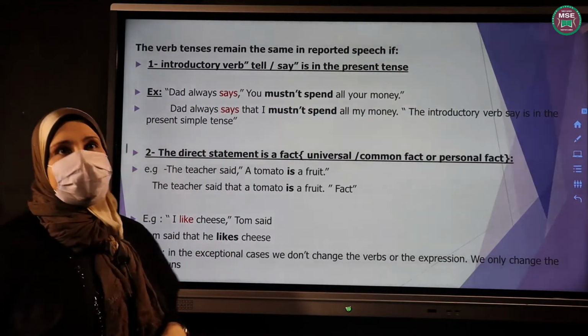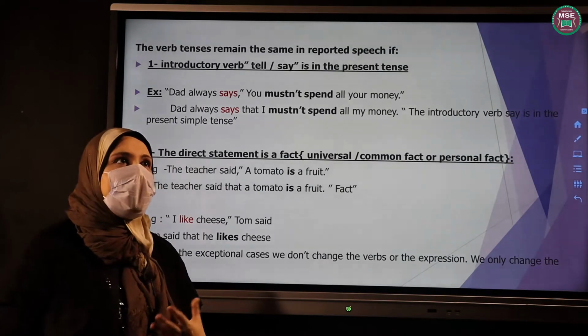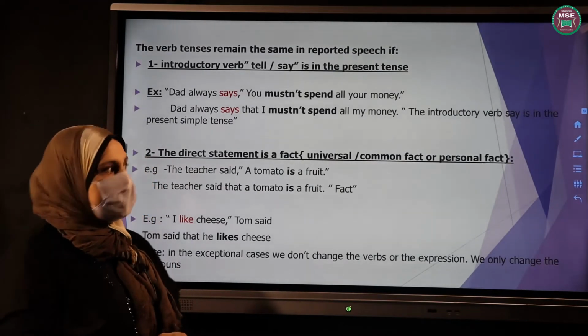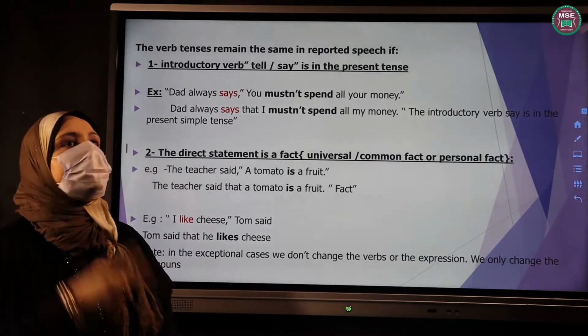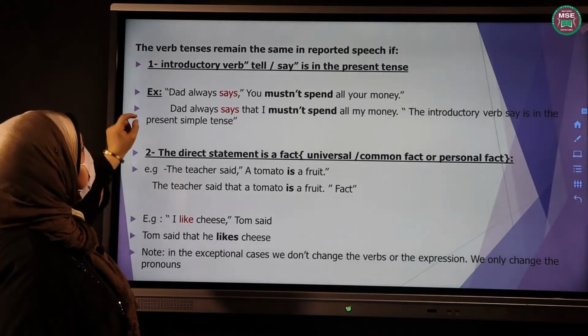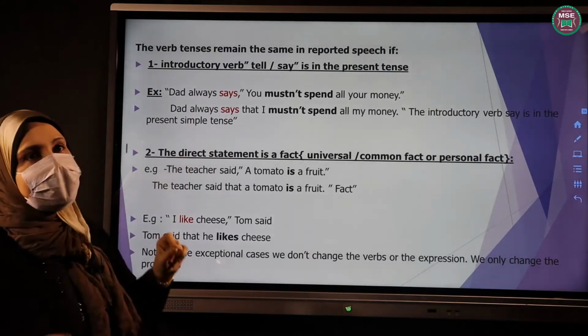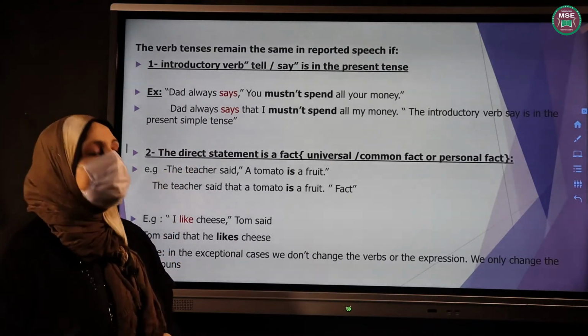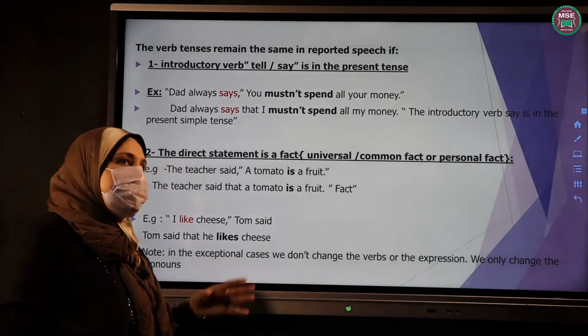As we all know in the grammar, usually we have what we call exceptional cases. How many exceptional cases do we have? They are mainly two. In the first one, I said before, we have what we call the introductory verb, which is tell or say. They usually come in past simple, very good, like said or told.